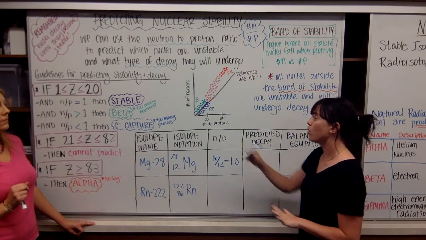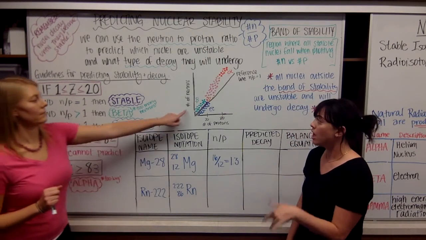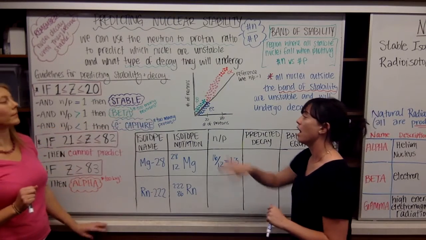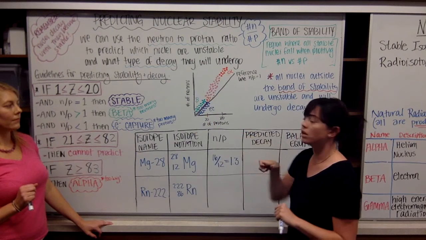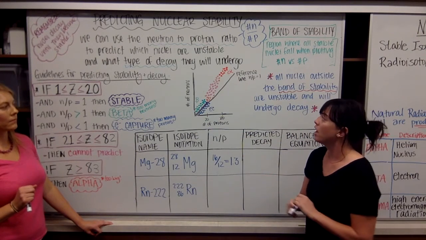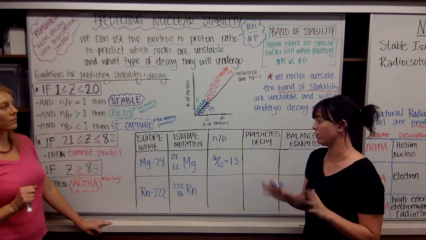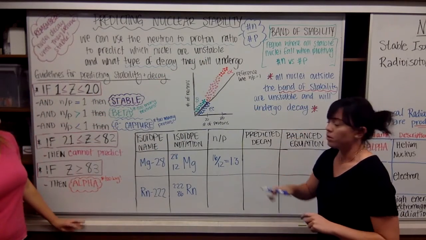Now, anything between 1 and 20 to the left of the band of stability has too many neutrons and will undergo beta decay. Anything on the right side of the band of stability, 1 through 20, is going to undergo electron capture because there's too many protons. And then up here you can see this is our alpha decay, just too big a nucleus. And this is the area where we can't predict.